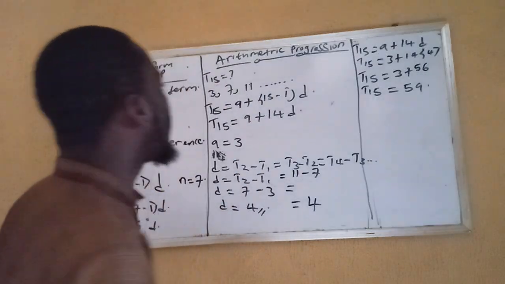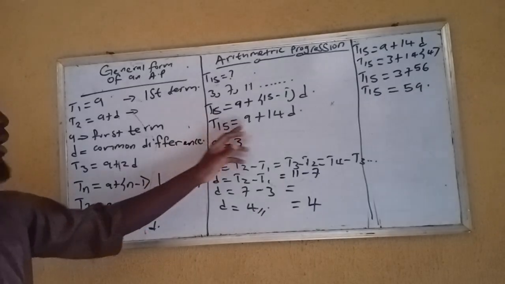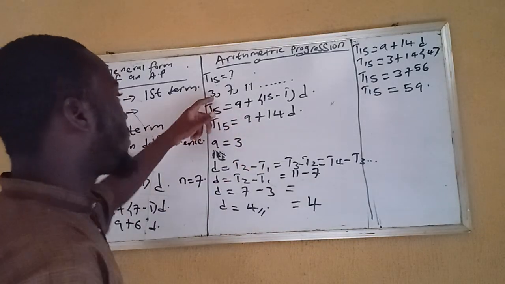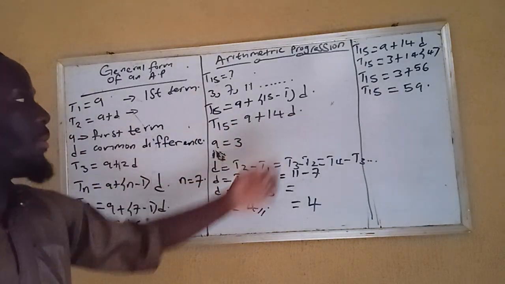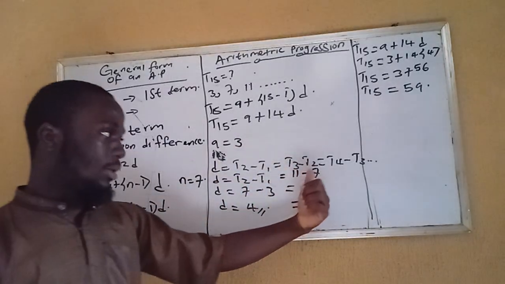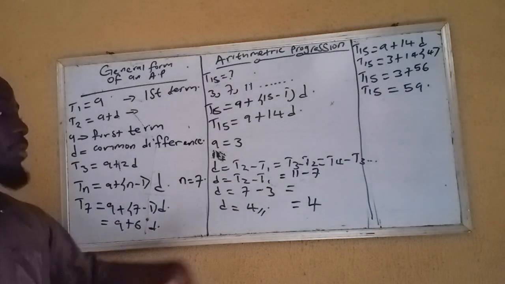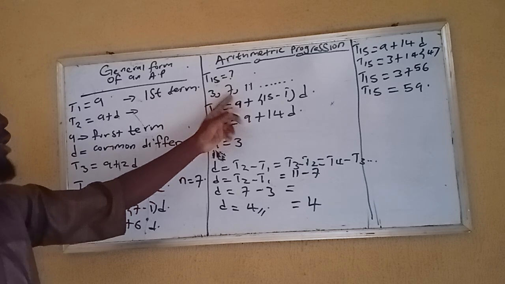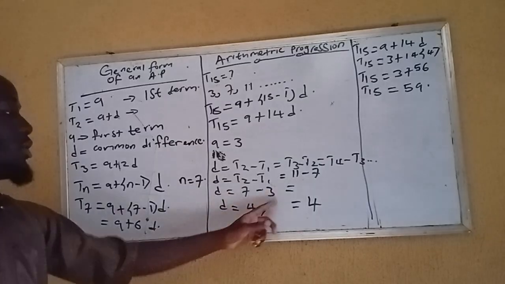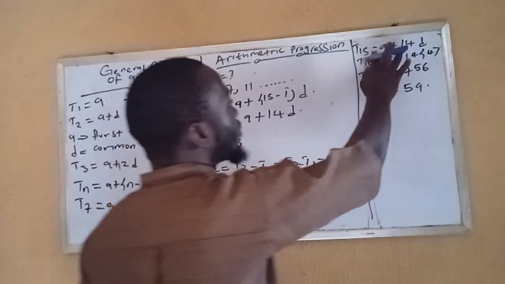Hope you get it. We have to find the 15th term given this sequence. What's the formula for the 15th term? A plus 14D. What is our A? Our A is the first term. The first term in this question is 3. Our D is the common difference. What is the formula for common difference? T2 minus T1, T3 minus T2, T4 minus T3. You can use any of them. So we choose to use T2 minus T1, second term minus first term. The second term here is 7, and the first term here is 3. 7 minus 3 will give us 4.